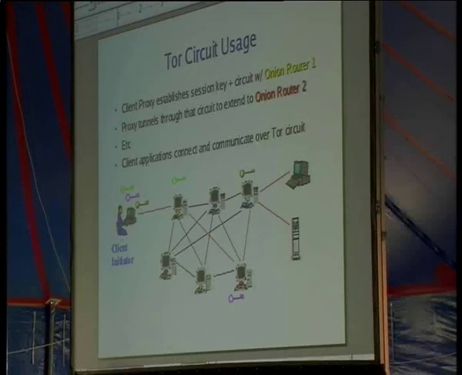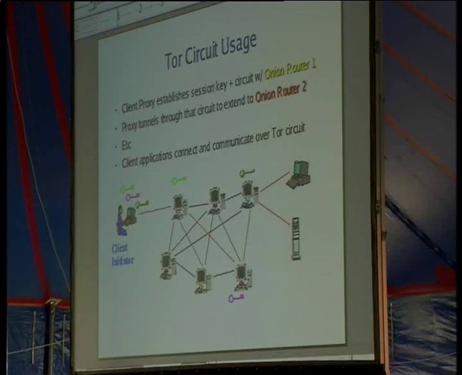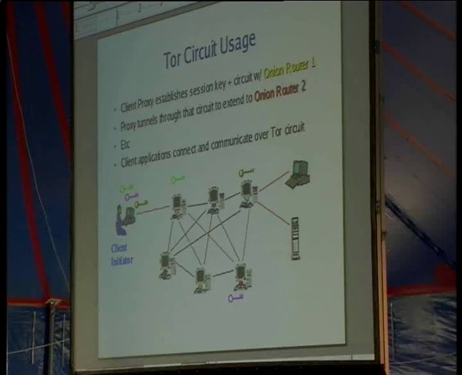So the tough part here, the expensive part, is establishing the circuit through the network. And then once you've done that, you can use that for 30 seconds or 10 minutes or whatever to get pretty quick transactions because using the session keys is just symmetric cryptography, which is quite fast. So far, so good? Okay.